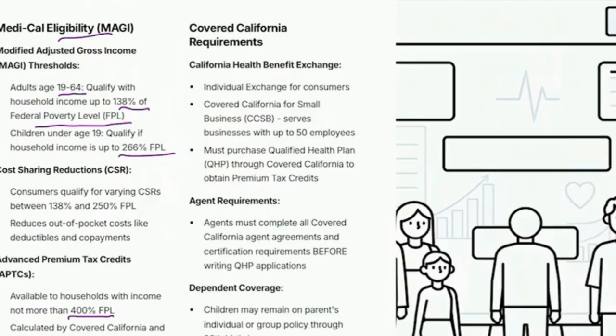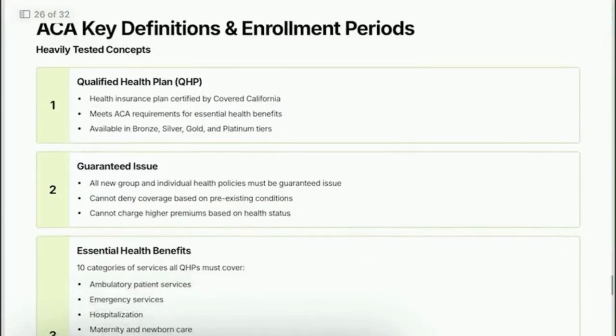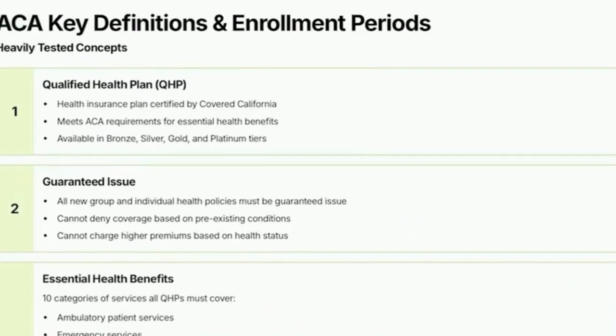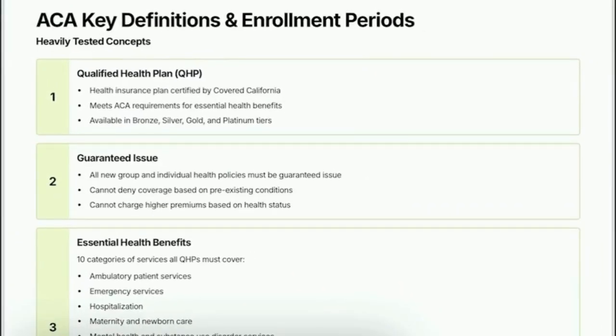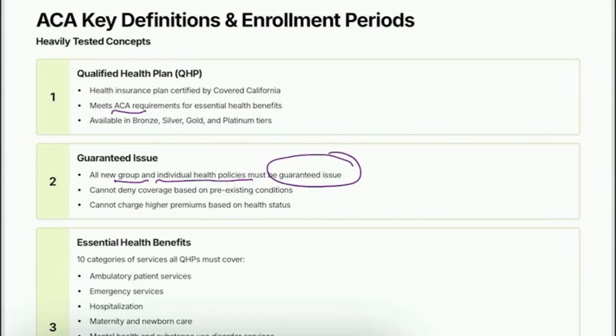All right, so ACA key definitions and enrollment periods. So qualified health plans, health insurance plans certified by Covered California are on the Covered California website. They must meet the ACA requirements for essential benefits, and they are available in bronze, silver, gold, and platinum tiers. They are guaranteed issue. All new group and individual health policies must be guaranteed issue, right? There's no pre-existing condition limitations anymore, so everyone needs to be guaranteed issue. Cannot deny coverage based on pre-existing conditions, cannot charge higher premiums based on health status.